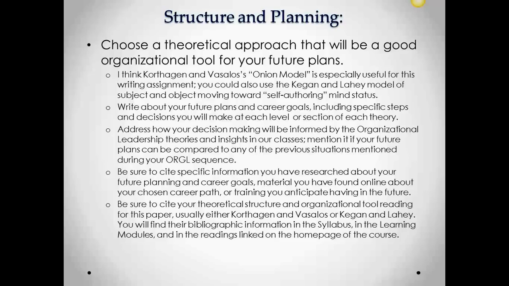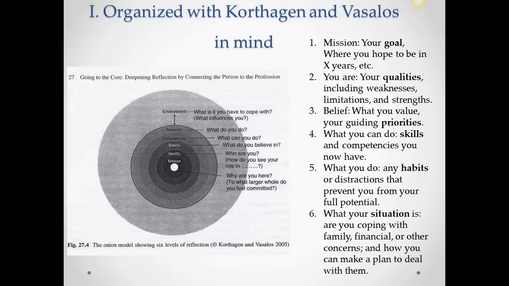So when you're looking at how to do your planning for your future planning essay, make sure that you're basing your outline on that theoretical approach that you've chosen. Make sure that you're citing specific information that you've researched about your future plans and your career goals. Make sure that you've looked into your future career path, the ideal job that you'd like to be in a couple of years after you've gotten your organizational leadership degree. And make sure that you're citing your theoretical structure carefully. You want to still have that works cited or references page at the end of your paper.